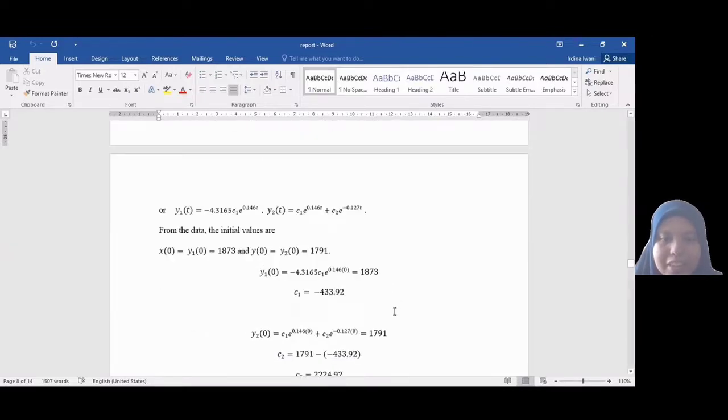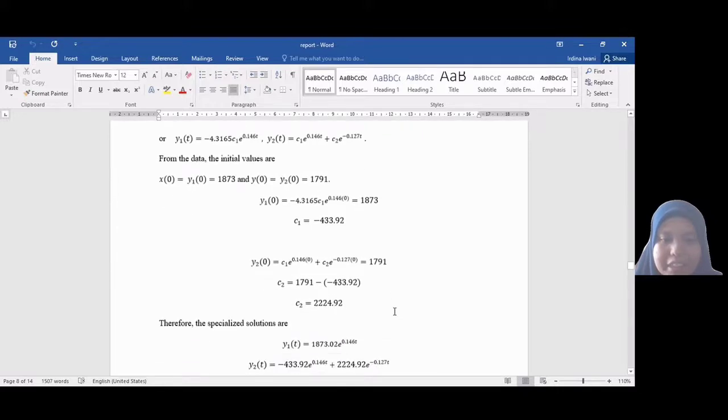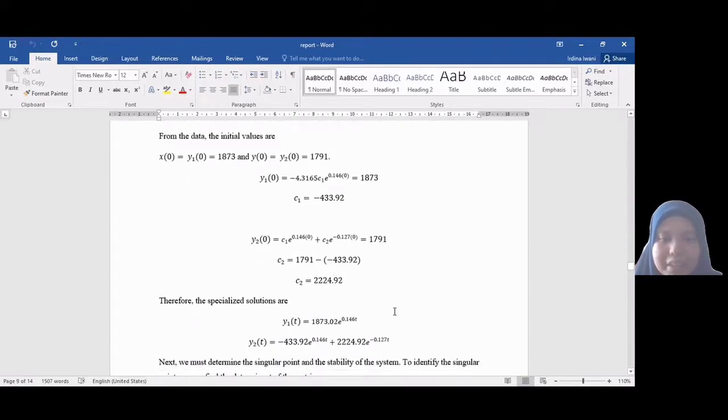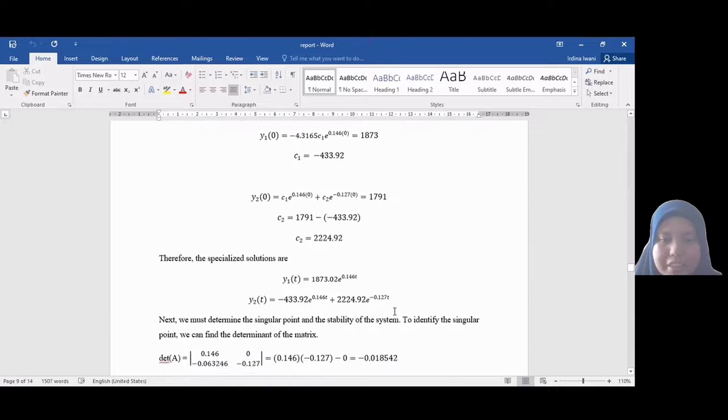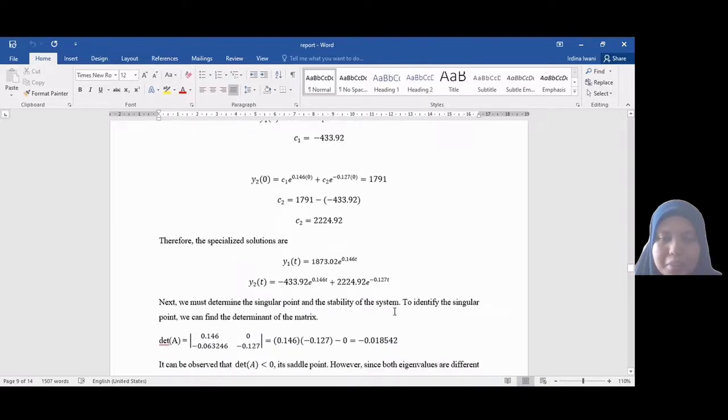Thus, we have the specialized solutions are y1(t) equal to 1873.02 e to the power of 0.146t, and y2(t) equal to negative 433.92 e to the power of 0.146t plus 2224.92 e to the power of negative 0.127t.